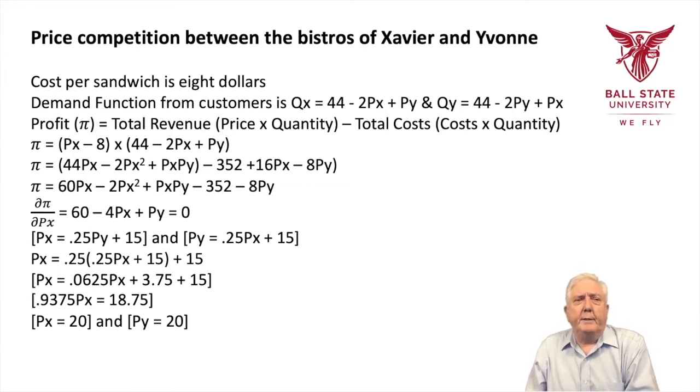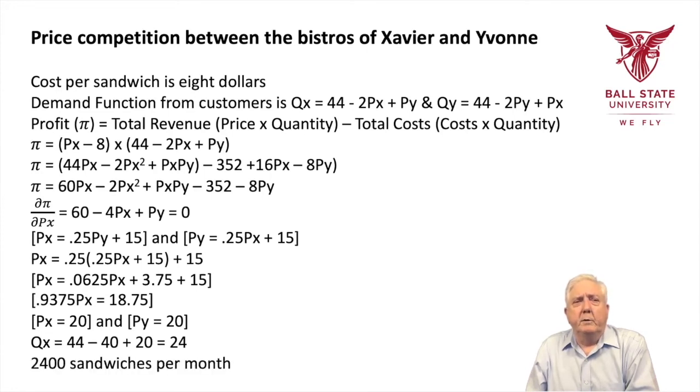And if we take that 20 and plug it into the demand function up at the top, we get qx equals 44 minus 40 plus 20 equals 24. And so the quantity of sandwiches, those being at 100 each, is 2,400 sandwiches per month for each bistro, and selling them at $20. So that gives them a $12 profit per sandwich, and they can make a nice profit doing that. So there's your step-by-step solution, starting with the demand function, which is typically what I will give you.